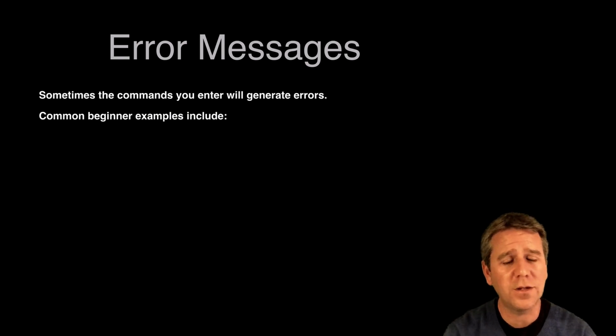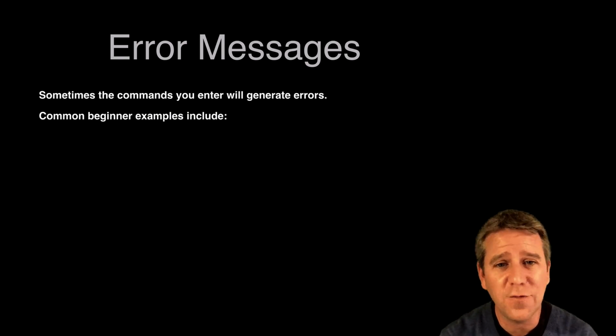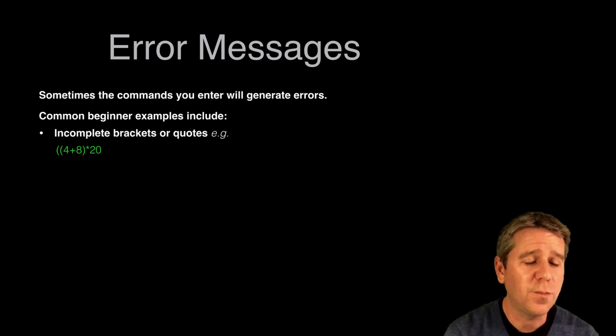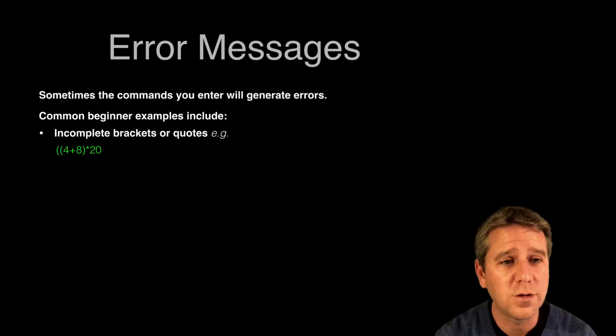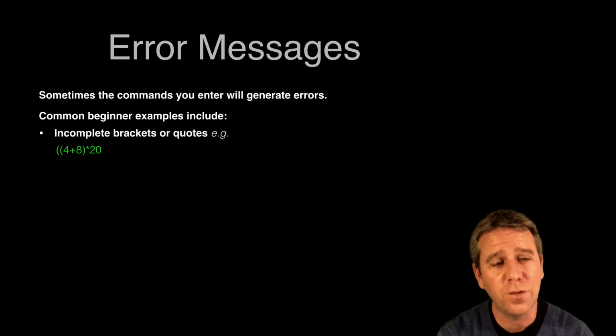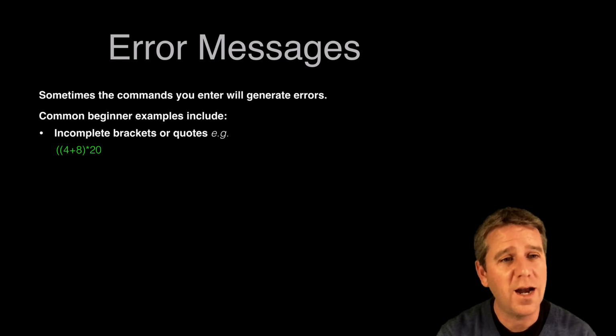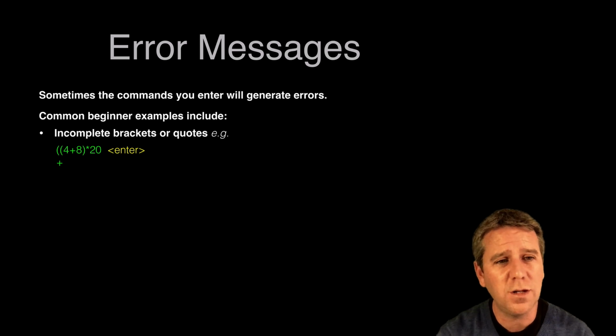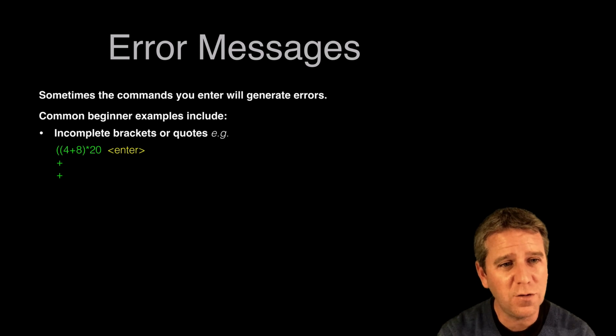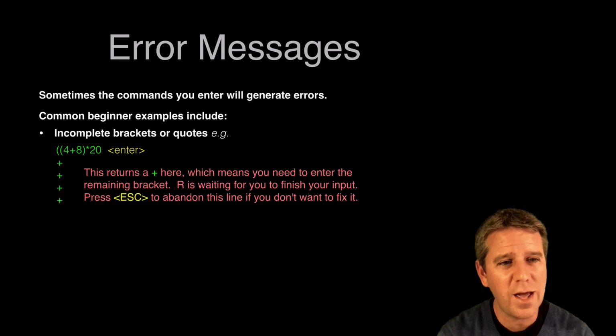So the kinds of error messages that I see most commonly for newcomers like yourselves is things like incomplete parentheses or brackets or quotes. So here I'm trying to do some math, 4 plus 8 inside the parentheses, and then I've got times 20, and I've missed the last parenthesis. And when I push return or enter here, R just gives me this plus. It says, I'm waiting for you. And I push return again, it says, I'm still waiting for you. Can you do something else? And I keep pushing return. It's like, what? Why is it not giving me my answer?